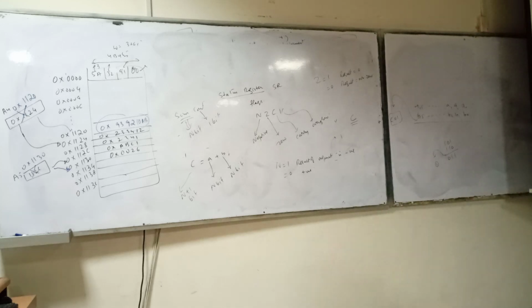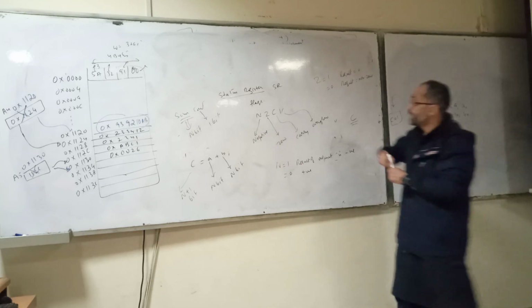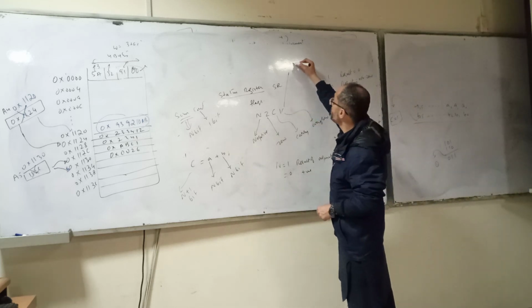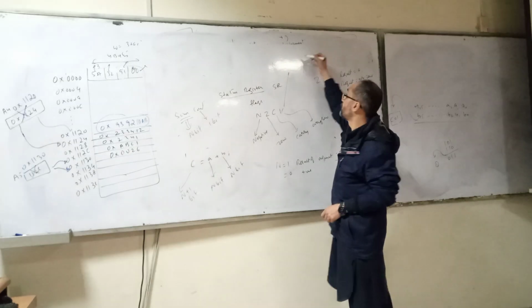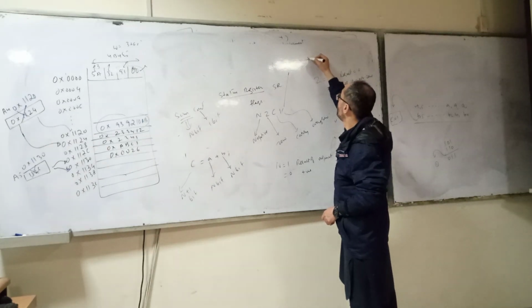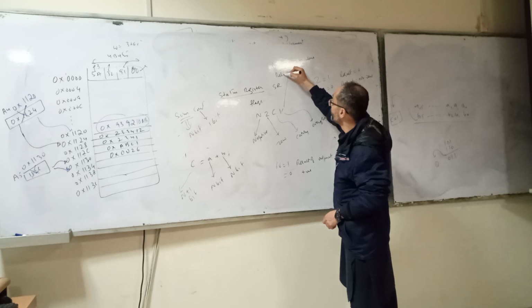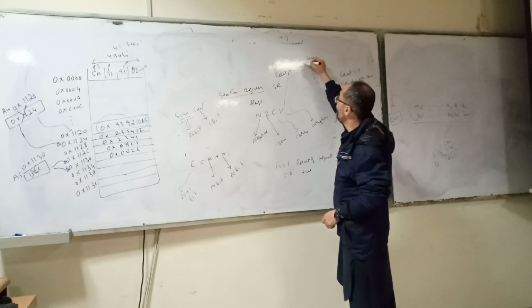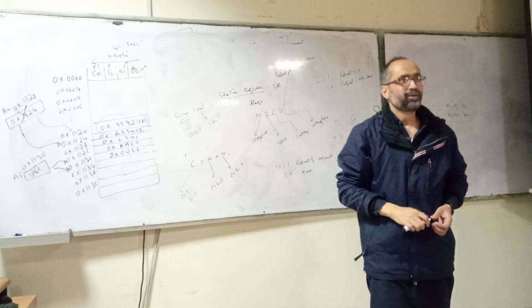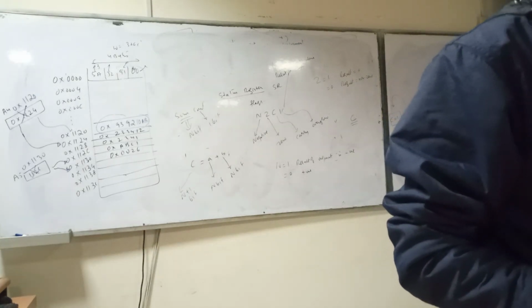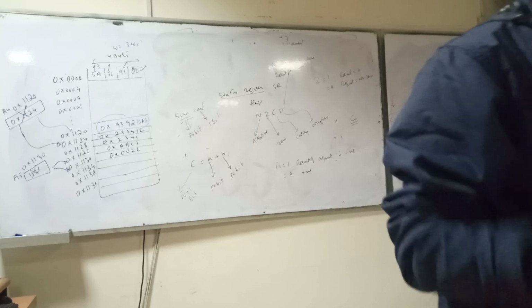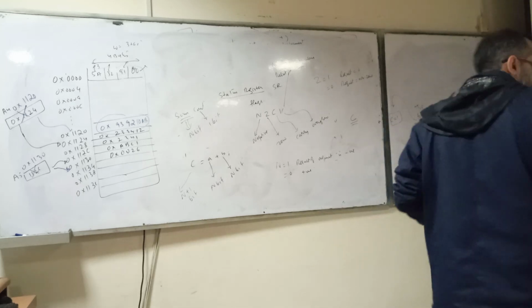Now, overflow is generated when you add two positive numbers and the result is negative. If you add two positive numbers, what should be the result? Positive or negative? Positive. It should be positive. But if the result is negative, then overflow is generated.